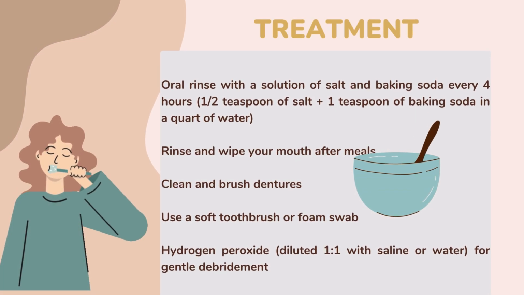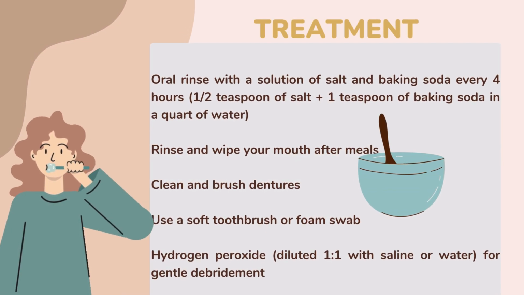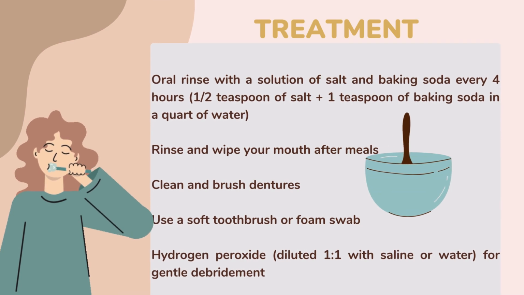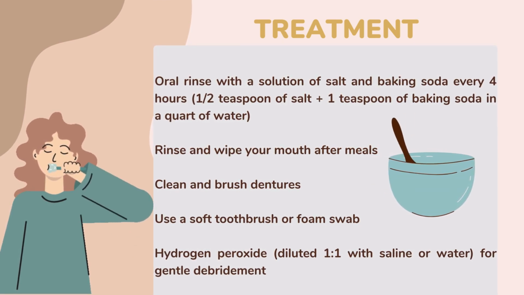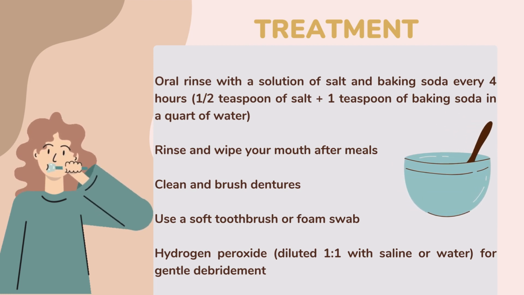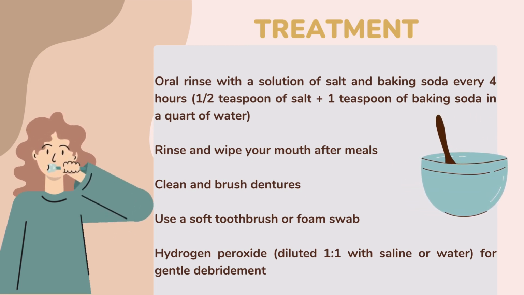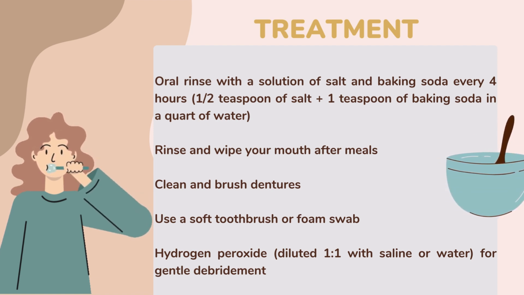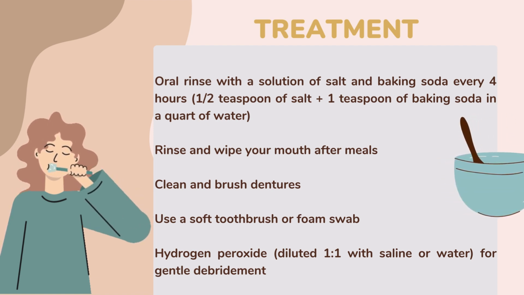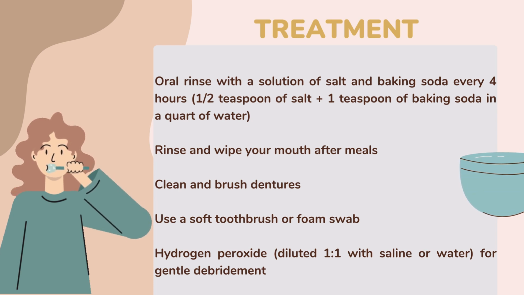If you do in fact develop mucositis, these measures can be helpful. Rinse your mouth with a solution of salt and baking soda. You can make this by adding 1/2 teaspoon of salt and 1 teaspoon of baking soda in a quart of water. Use this mouth rinse every 4 hours.